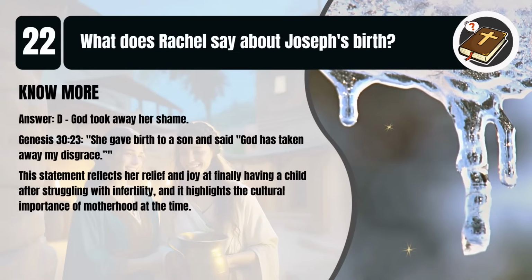That's D. God took away her shame. Genesis chapter 30, verse 23. She gave birth to a son and said, "God has taken away my disgrace." This statement reflects her relief and joy at finally having a child after struggling with infertility, and it highlights the cultural importance of motherhood at the time.